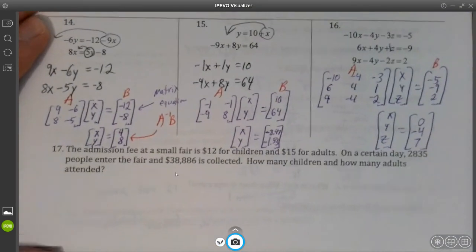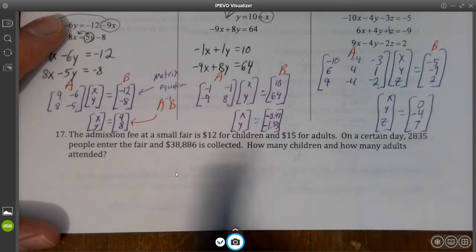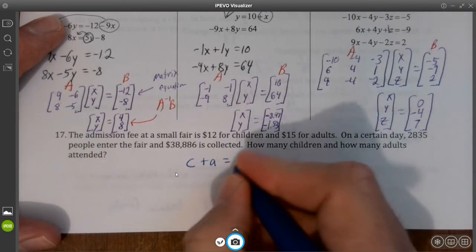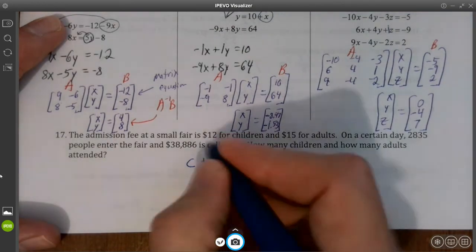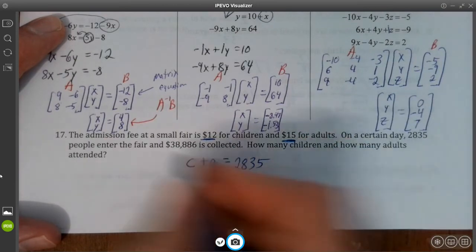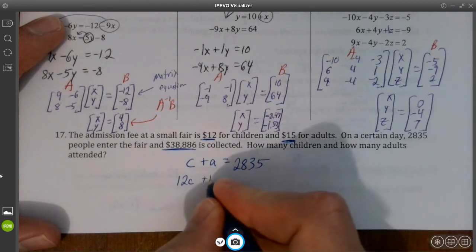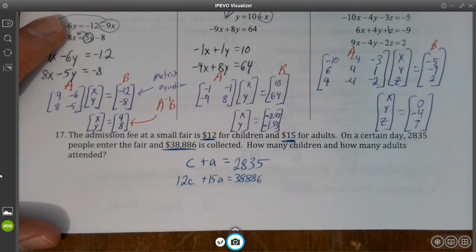This is going to be the last thing we do in this video. The admission fee at a small fair is $12 for children and $15 for adults. On a certain day, 2,835 people enter the fair and $38,886 is collected. Let's be real honest. Everybody is either an adult or a child. The total number of children and adults together is 2835. Now we'll keep reading and underline all the money. It's $12 per child and $15 per adult, and we had $38,886 that came into the fair that day.